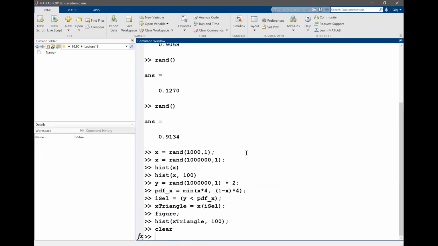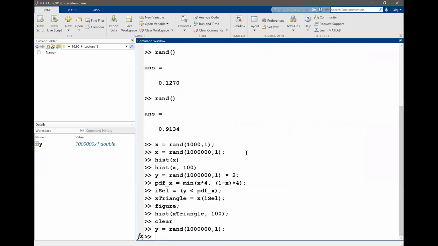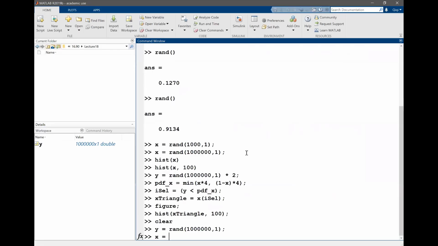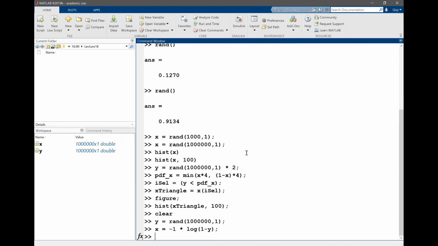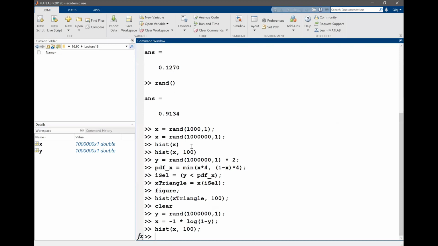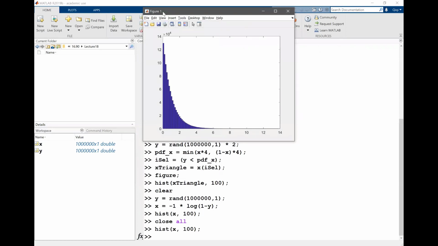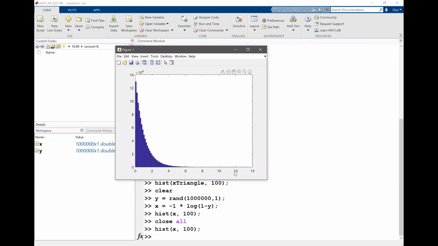Okay, so let's do it. Let's clear everything, and I want to sample y from a uniform distribution. Let's perform a million samples of y and apply the inverse CDF. So if lambda is equal to 1, then minus 1 times log of 1 minus y, that's my x. Let's take a histogram of x with 100 bins to see what that gives me. That's a nice exponential distribution here.